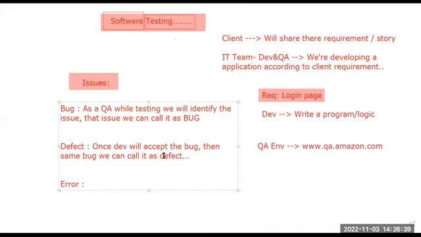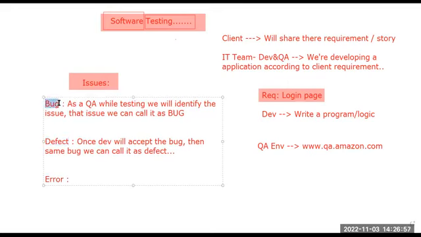So there is a small minor difference between bug and defect. A bug is reported by the test engineers, but once this bug is accepted by the developers, then we call it a defect. In real time, as part of the IT industry or IT projects, both are the same. Don't get confused. In real time, you can use bug or defect, anything is fine. But from a technical difference perspective, this is the small difference we have between bug and defect.